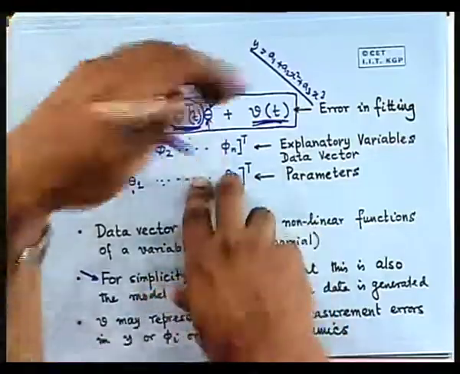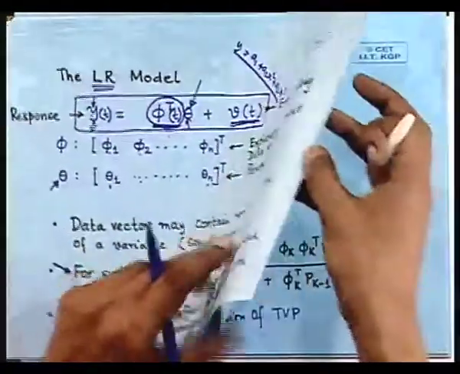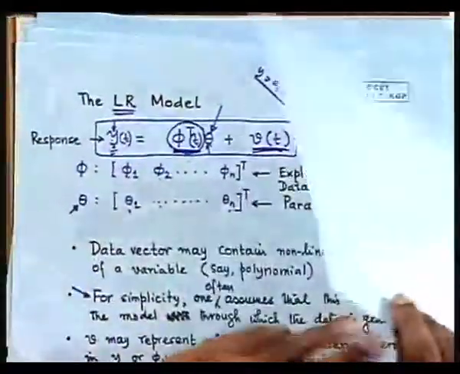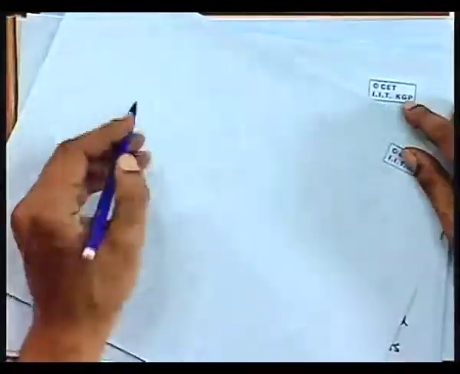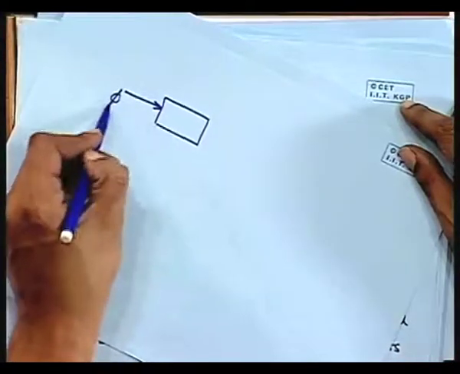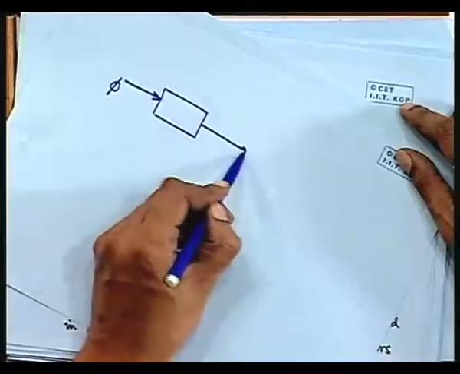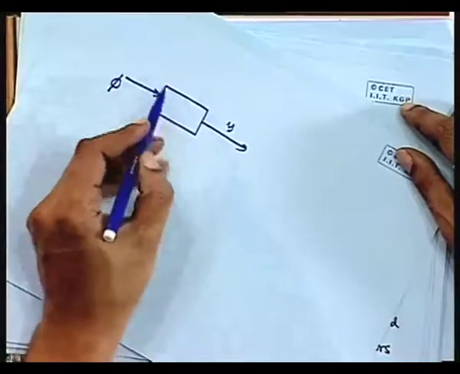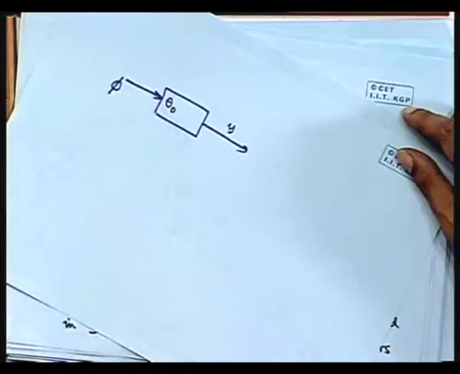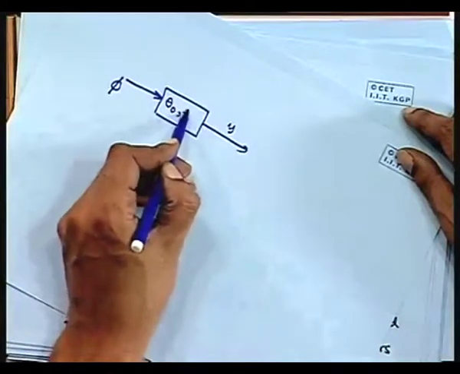Let me explain this, because this will come again and again. There are some phi's going in, and y is coming out, this is your system. So how is y coming out? There is a system parameter theta naught, and there are some disturbances E.